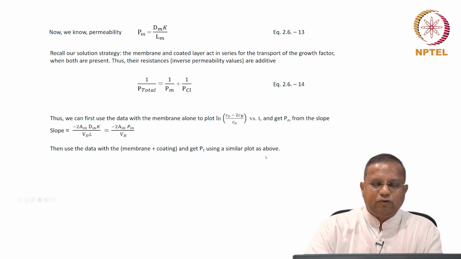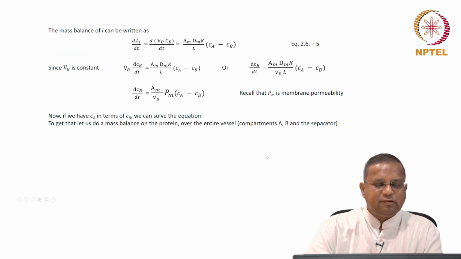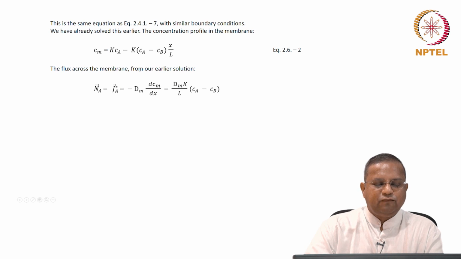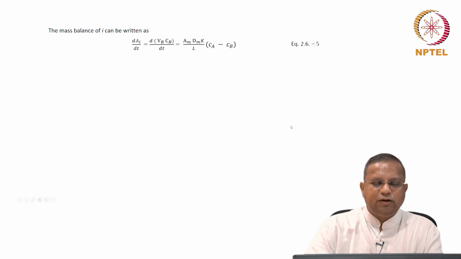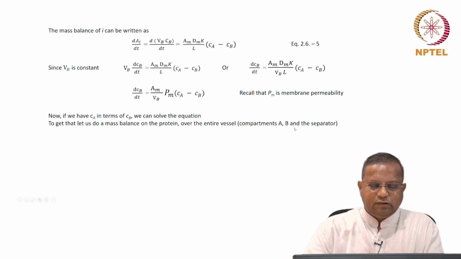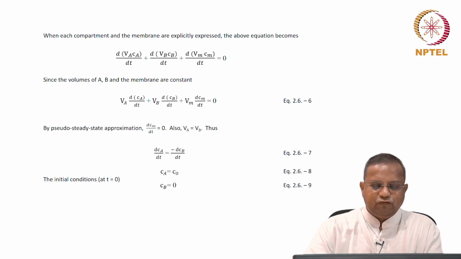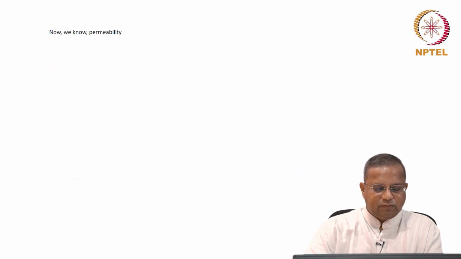Let me quickly tell you what we did on an overall basis. We just used material balances and so on in a fashion that will give us a solution. We had first considered the membrane as a system, wrote the balance, the equation of continuity, and got some useful expressions for what happens in the membrane. And then we did a mass balance on the protein over the chamber B alone, and then we did a balance on the overall chamber, and we got useful expressions for our particular situation.